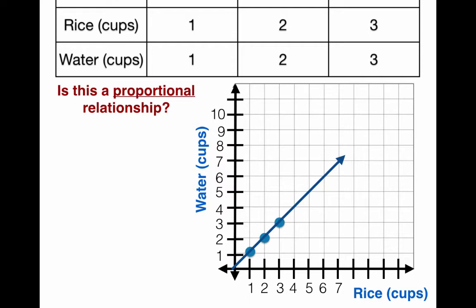First, the graph needs to be a line. I think we got that. It is for sure a line. Like I said, if you were neat and organized in your graphing, you should have got a line too. So check, we got a line.